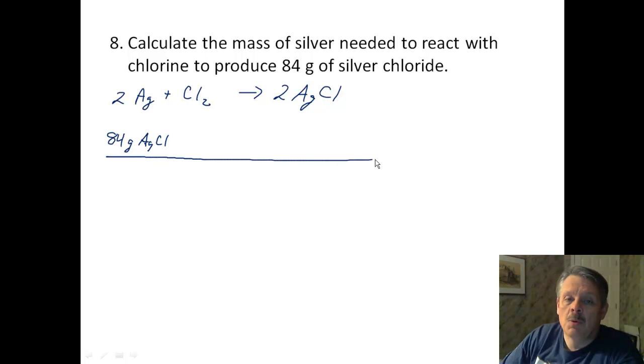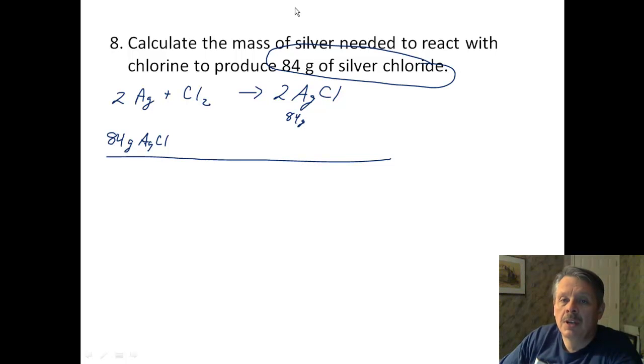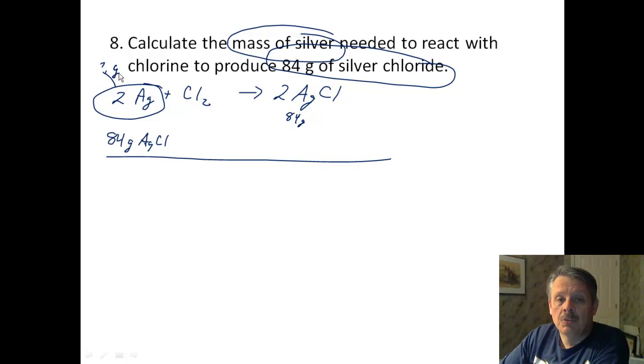Now what do I want to do? Well, I want to get from grams of silver chloride, which is 84 grams of this, and I'm trying to figure out the mass of silver. So how much silver do I need? What's my mass of silver in grams? To do this, I have to figure out how much silver weighs, and how much silver chloride weighs.